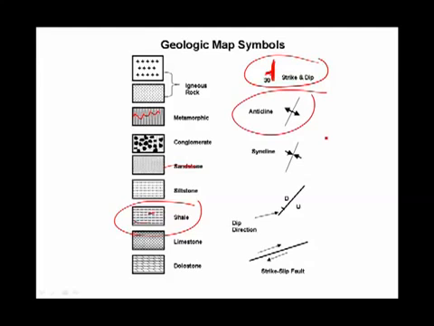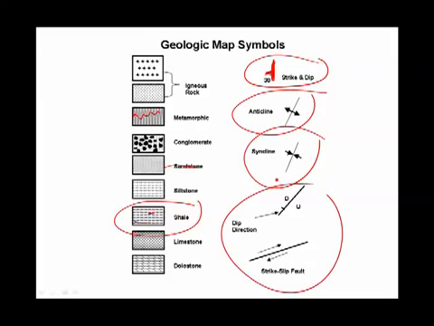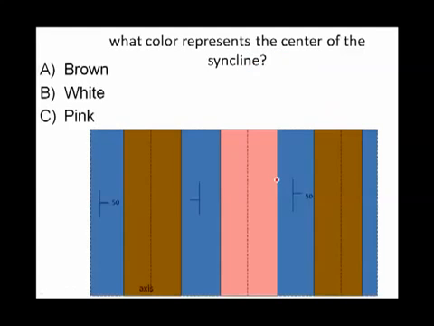Also, we have symbols for anticlines and synclines, as well as for various kinds of faults, which we'll discuss later. So we have here rock layers dipping toward this brown layer and away from this pink layer. So if you were to imagine from the side, it must be dipping down like this and up like that and back down again. The center of the syncline, in this case, would be brown.